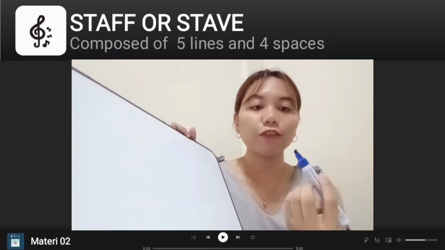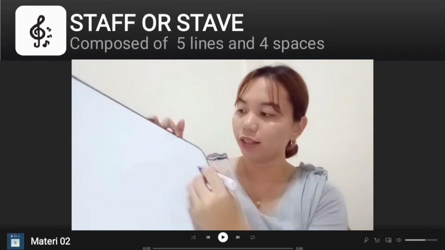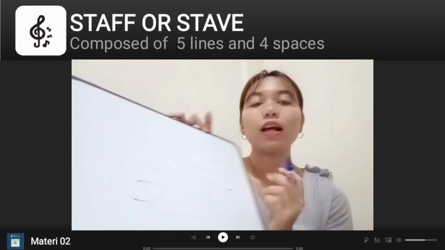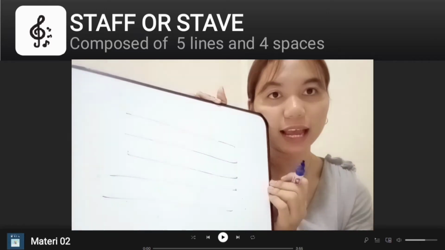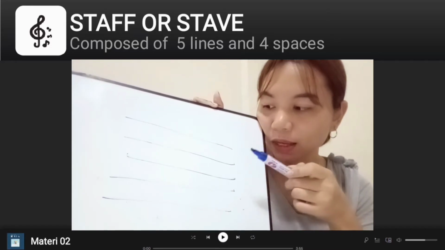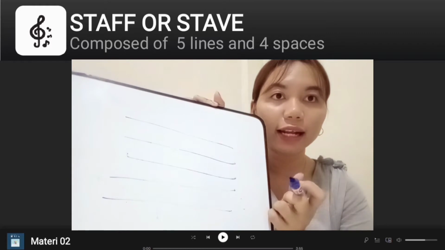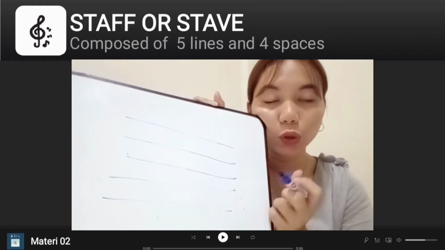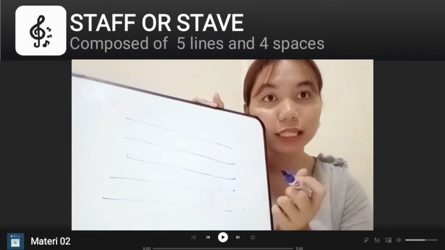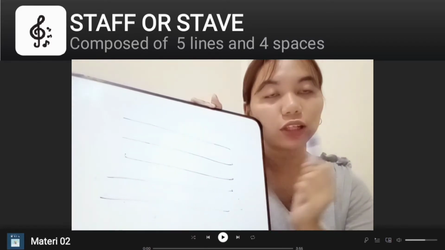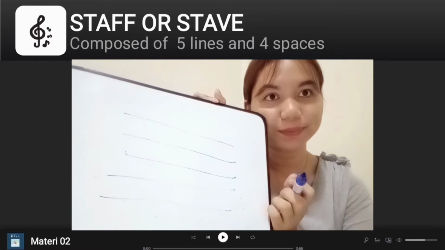So, meron siyang 5 na lines. 1, 2, 3, 4, 5. So, meron siyang 5 horizontal lines and then meron din siyang 4 spaces. Kung saan dito i-drawing or dito nilalagay yung mga notes, yung mga rest, at yung mga musical symbols. Dito sila kinakabit sa staff. Dito natin sila makikita, okay?